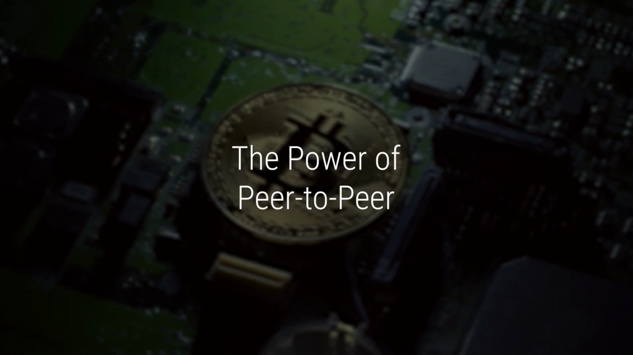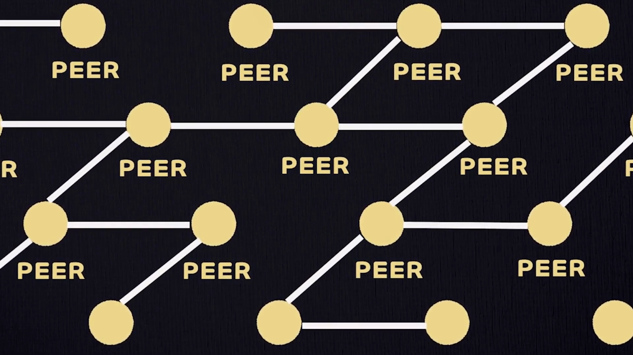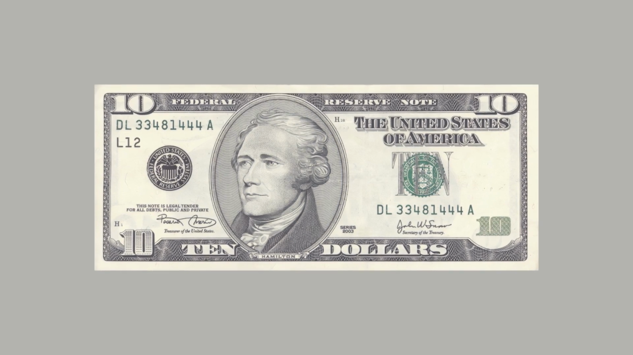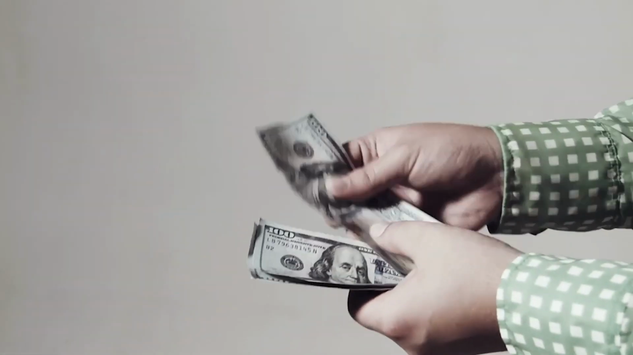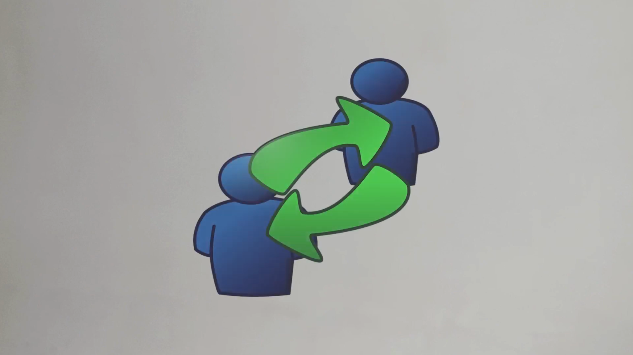The power of peer-to-peer. Let's kick this off by explaining Bitcoin's unique peer-to-peer capabilities without the need for an intermediary. Picture this, you're owed $10 by a friend. How would you expect to receive this sum? The simplest way is for your friend to hand you a $10 bill. It's instant gratification. The moment that cash exchanges hands, your debt is wiped clean, and the transaction concludes.